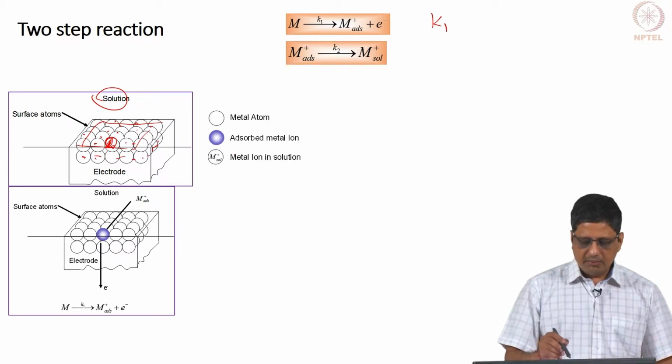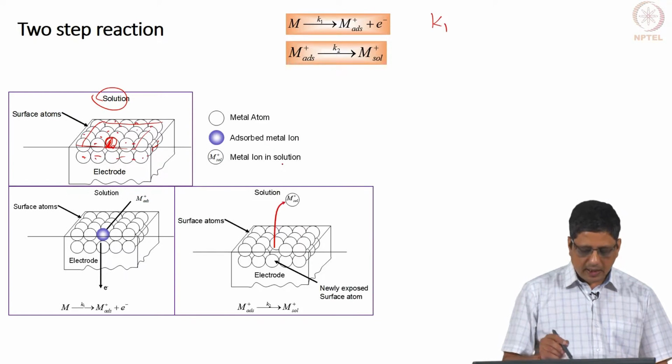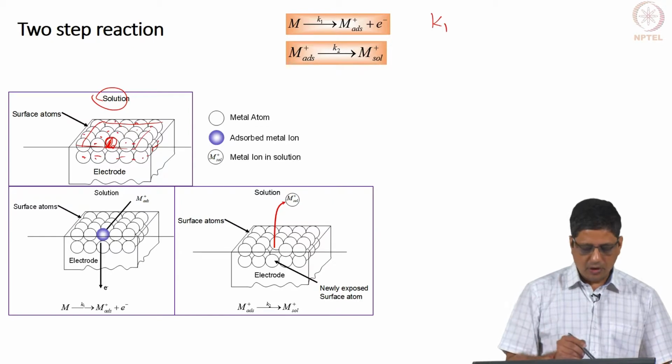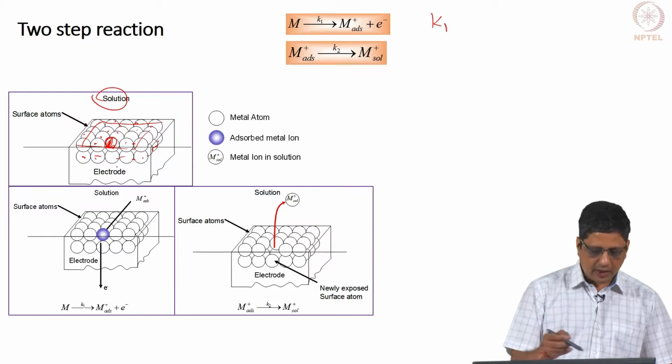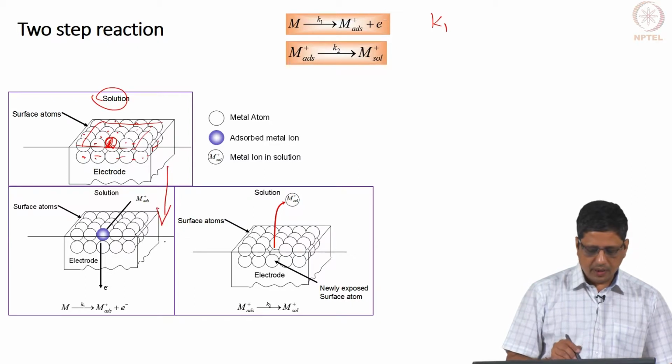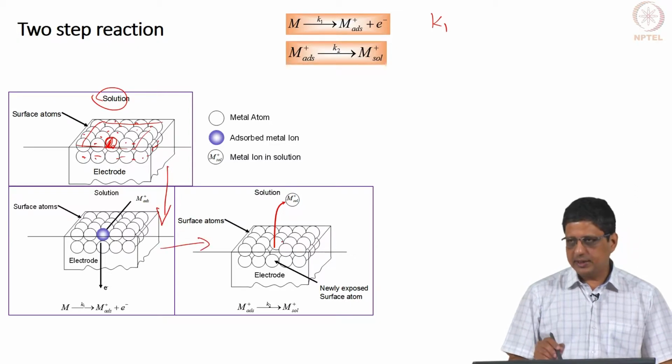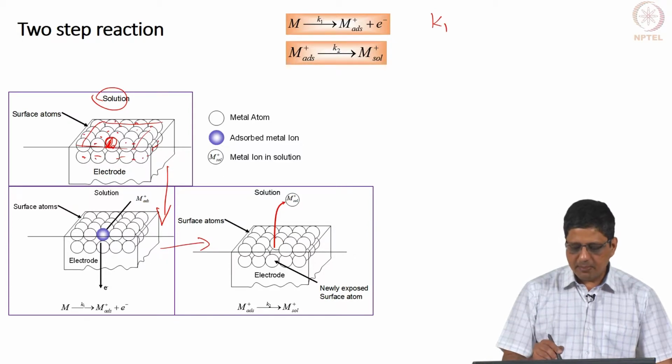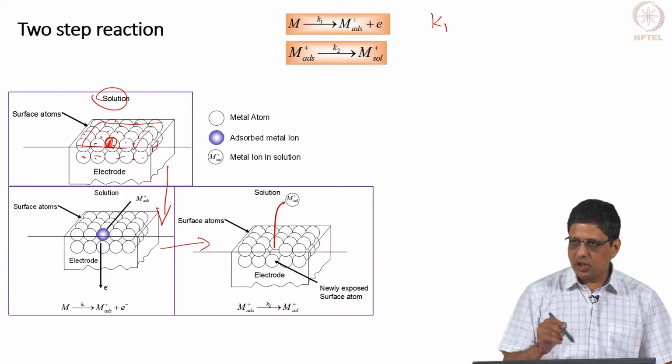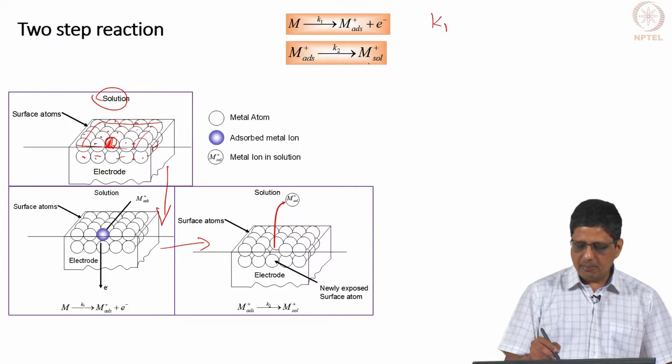So, here the metal atom, adsorbed metal ion, and the metal ion in solution, if that goes into the solution, that is the second step. So, transfer of an electron resulting in a blue colored ion here, this is the first step. This picture represents the second step. This metal adsorbed species has gone into solution, that is called M plus solution.